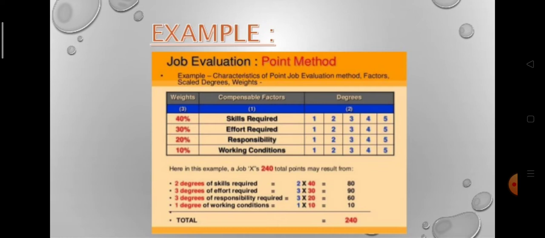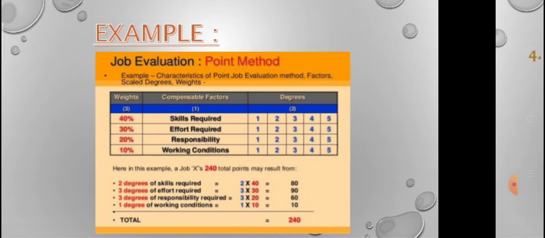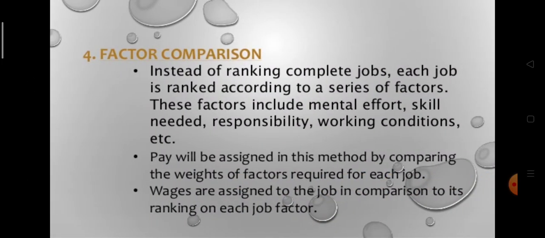Next one, effort requirement, how much effort the job should possess. And the responsibility levels, what is their responsibility, whether the whole responsibility of that job is given to the employee or not. So their working conditions, all these are given point wise, grading wise or degrees wise, we give the points. That is called point evaluation. Next method, factor comparison method.